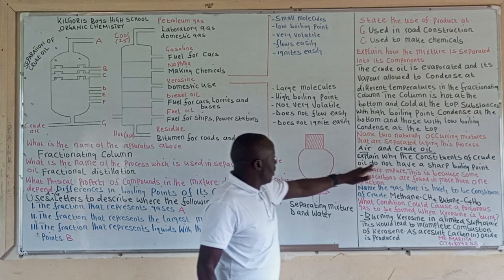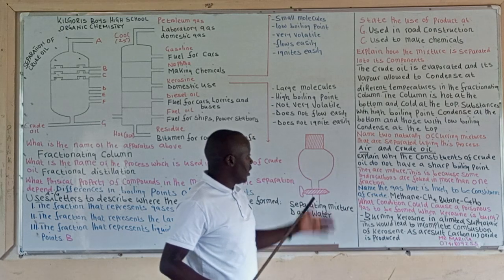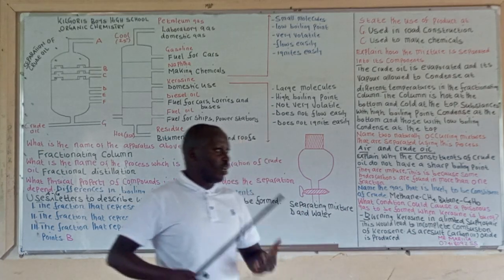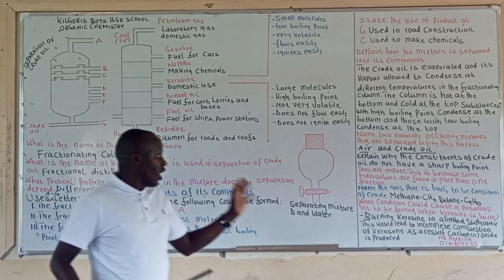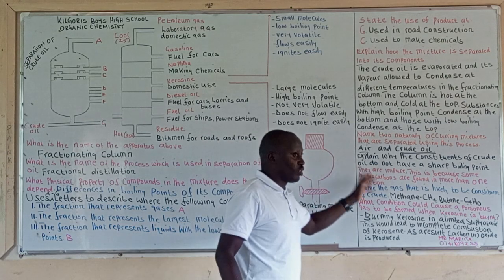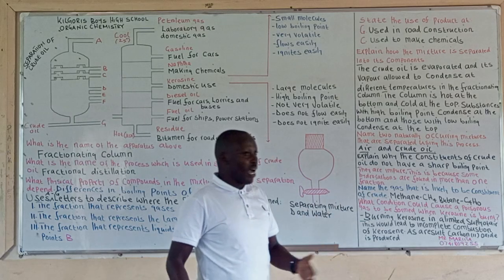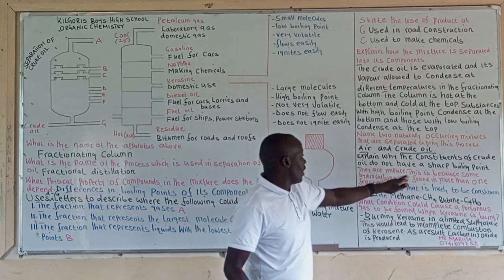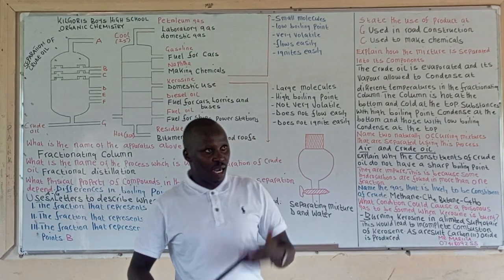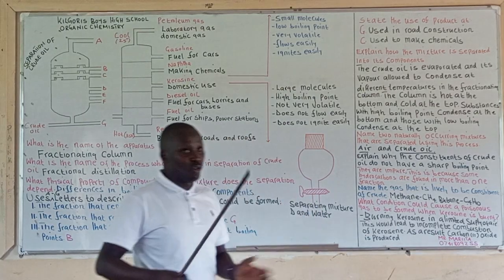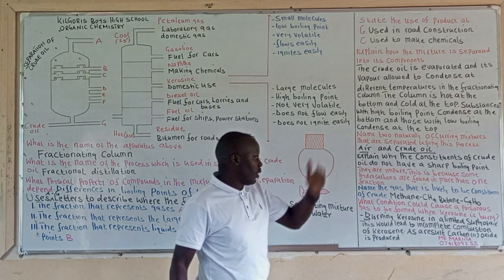Explain why the constituents of crude oil do not have a sharp boiling point. Why do these fractions not have a sharp melting point or boiling point? It's just to say they are impure, and the reason why they are impure is because some hydrocarbons are found in more than one fraction. And that is why crude oil does not have a sharp boiling point.